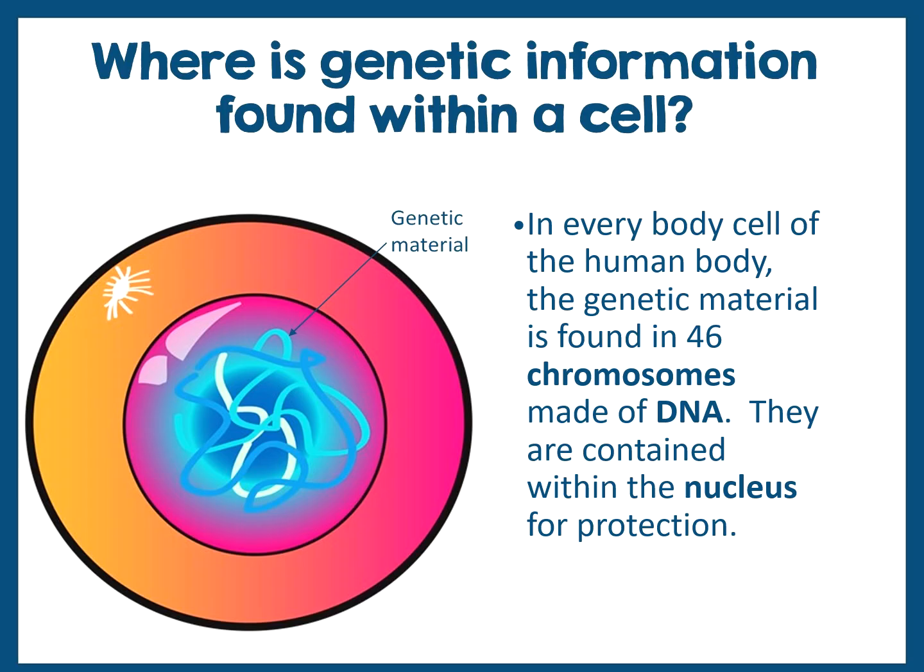The gametes, which are the sperm and egg cells, those will have half of the genetic information. So they'll only have 23 chromosomes that are made up of DNA. And you'll talk more about those in 202.